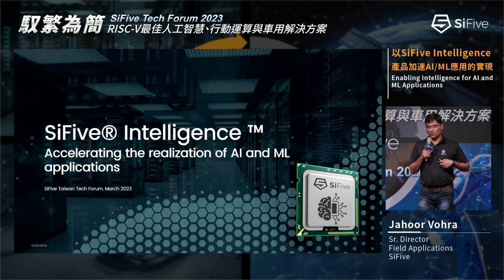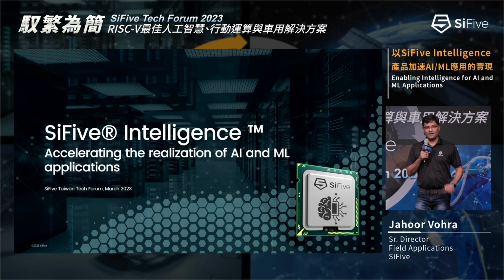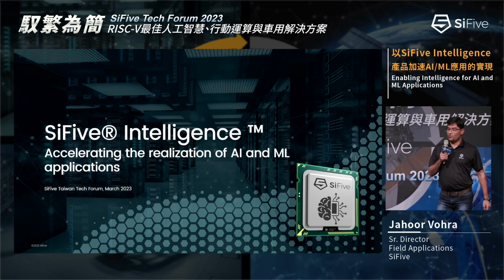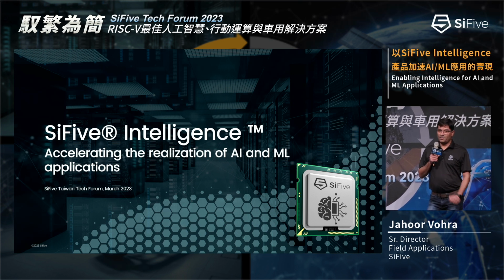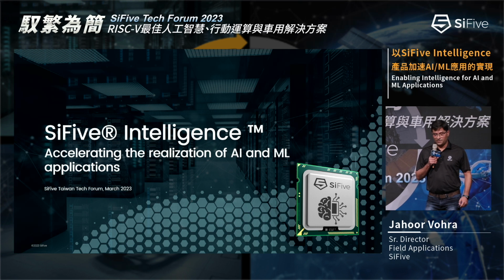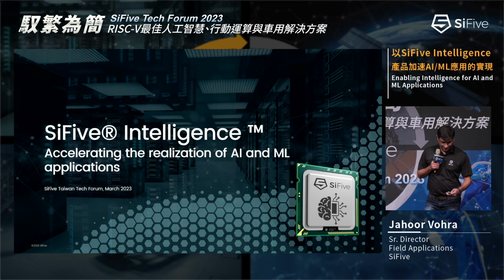So my name is Jahur Vora. I'm based out of Austin, Texas. I run our FAE team at SiFive. And I'm going to spend the next 30 to 40 minutes talking about SiFive Intelligence and how you can use our intelligence cores to accelerate the realization of AI and ML in your applications.